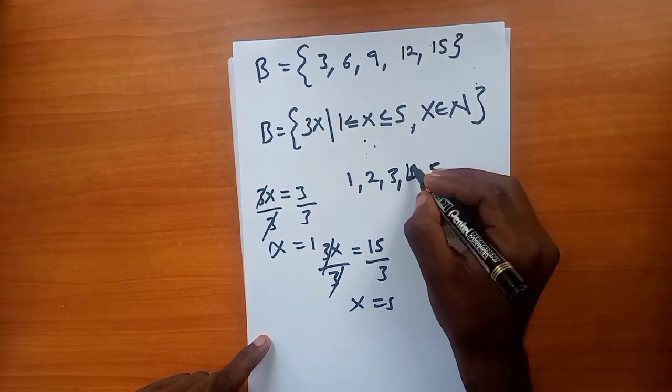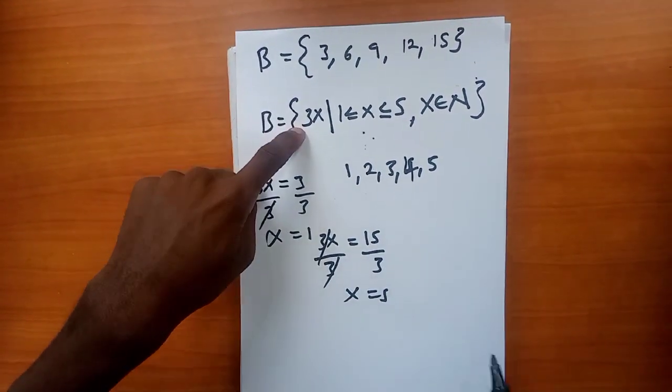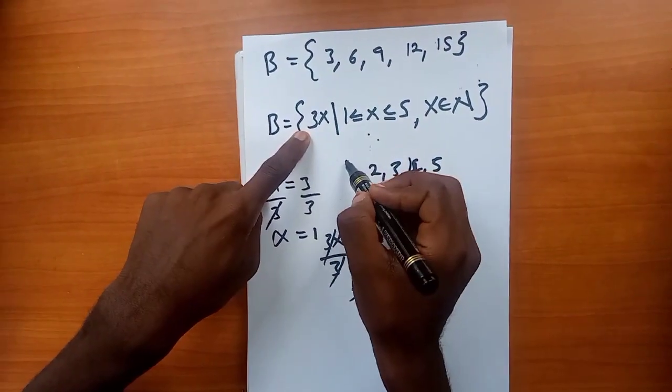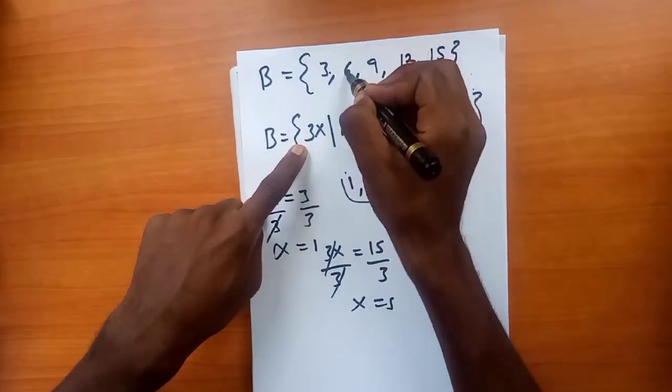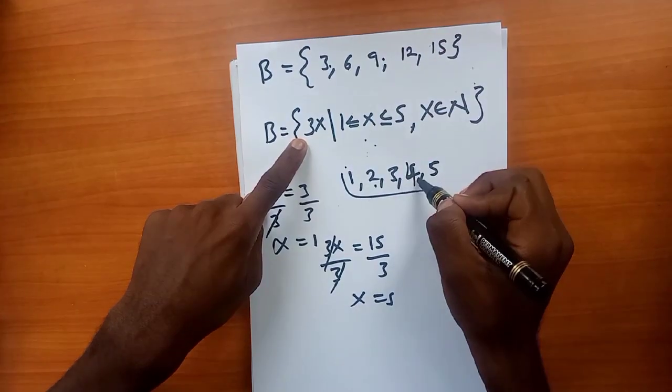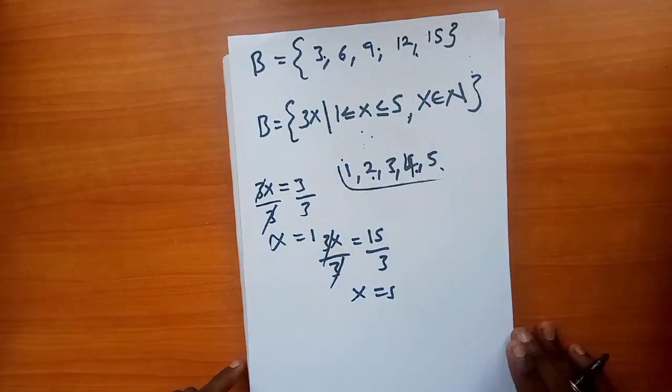And if you are going to multiply all of these numbers or elements with the 3, because these are representing x, if you say 3 times 1, you get 3. 3 times 2, you get 6. 3 times 3, you get 9. 3 times 4, you get 12. 3 times 5, you get 15. So that's how you are going to represent this set.